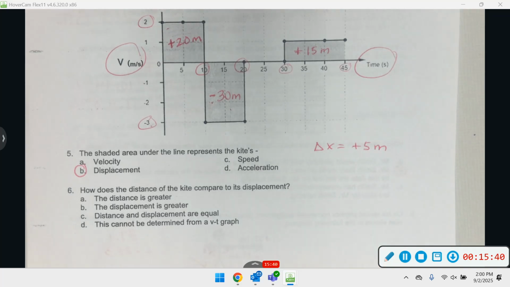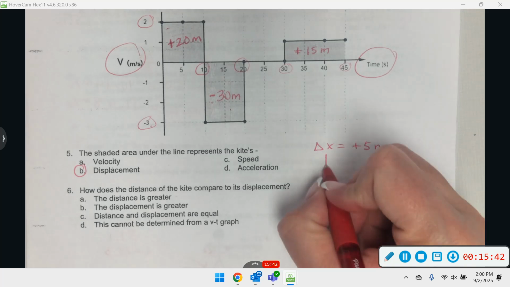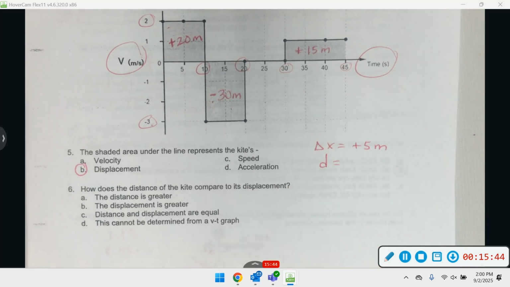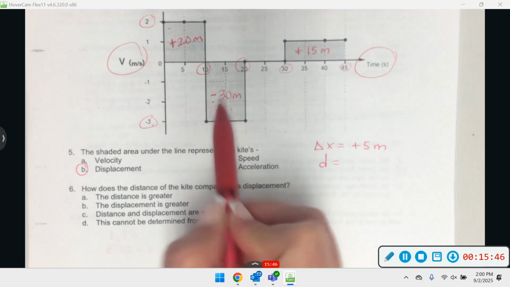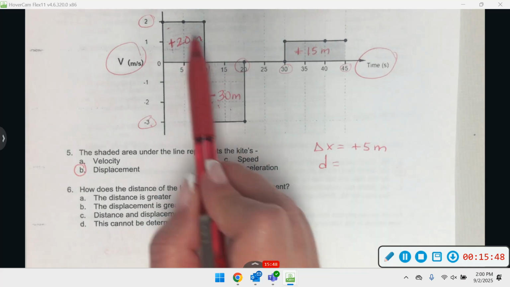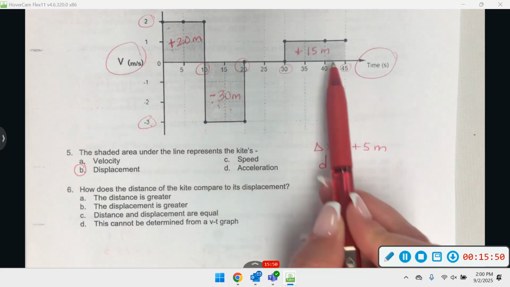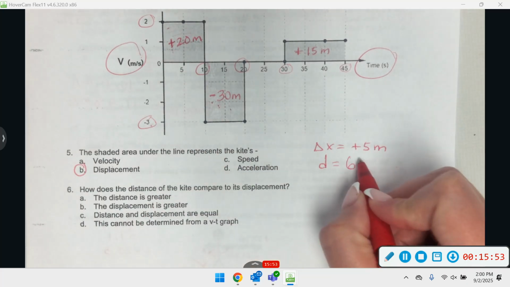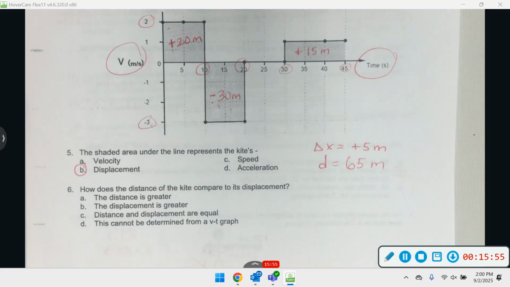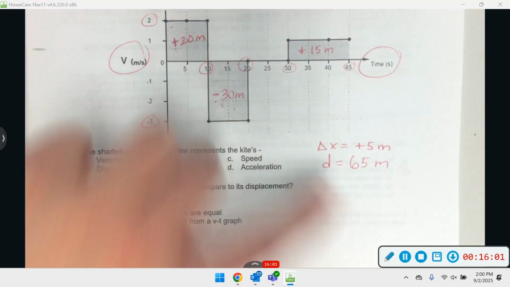If, on the other hand, the question had said, what is the distance? Then I wouldn't care that this was backwards or this was forward. I would just add the numbers. 20 plus 30 is 50, plus 15 more is 65. That's how you would find each of them. Okay, so you're using the area for both, but paying attention to the sign here and not here.